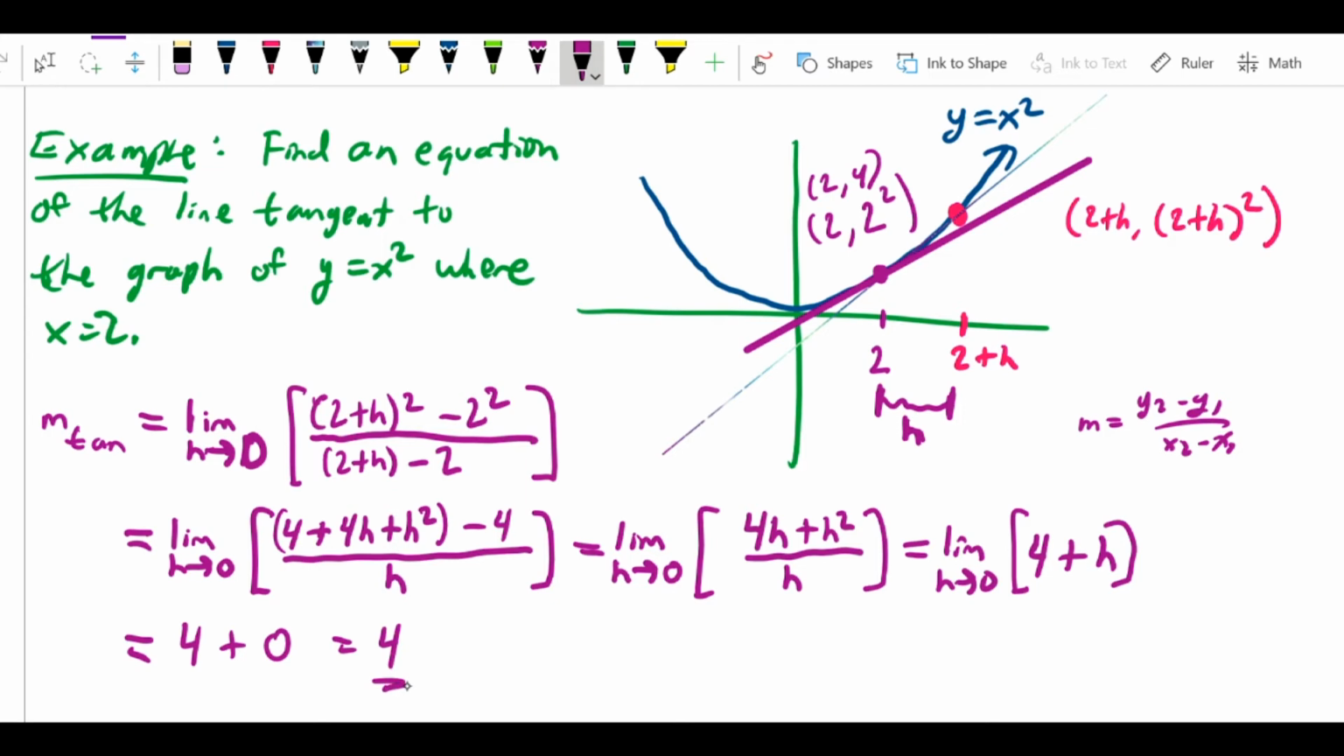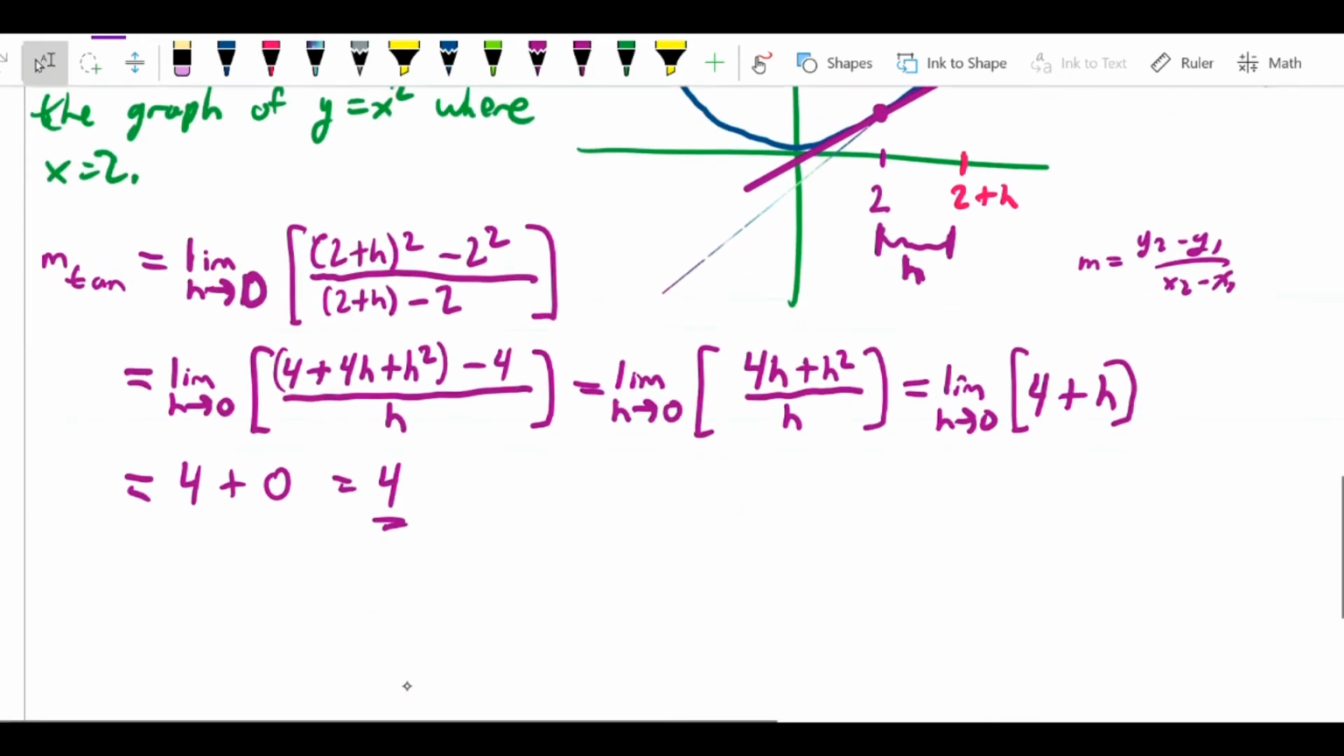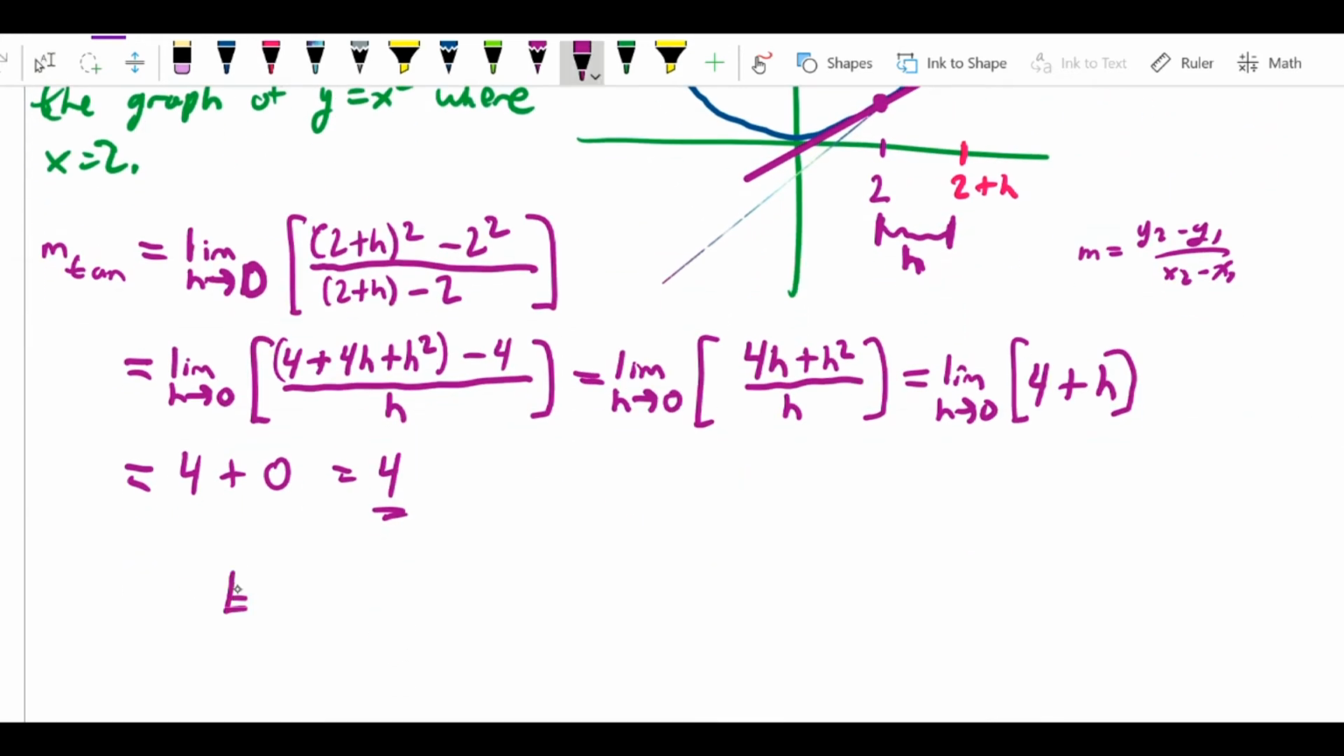Once we have the slope of the tangent line and we have a point on the line, we can easily write the equation. So I'm just going to write the equation of the tangent.